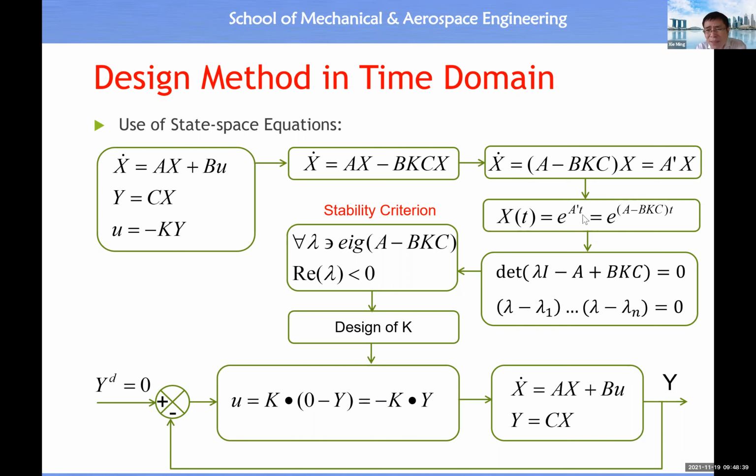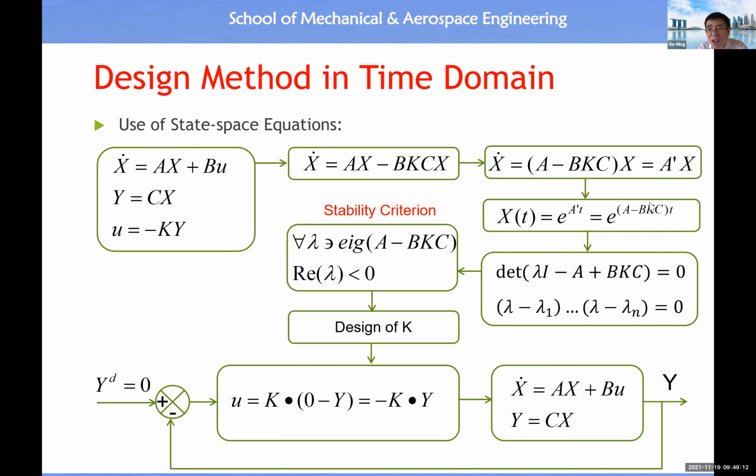Because when t goes to infinity, if this one is positive, then this will go to infinity, then explosion, and the system will not become stable. So therefore we apply the stability criteria for this one to converge to zero. So the important conclusion is the eigenvalue of A prime must be negative. If the eigenvalue is a complex number, or is a vector in the S plane, then the real part of an eigenvalue must be negative.